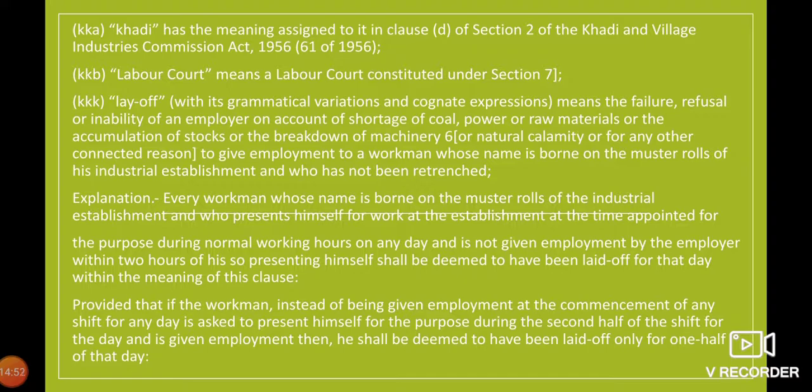retrenched. So that person should not be retrenched, right? So layoff is basically on account of shortage of coal, power, raw material, accumulation of stock, breakdown of machinery. So these are the causes because of which a layoff can be done, and the workman has not been retrenched, right? So where the workman has not been retrenched, and there is failure, refusal or inability of an employer on account of shortage of coal, right? So these are the conditions already given. So let us see what the explanation says.